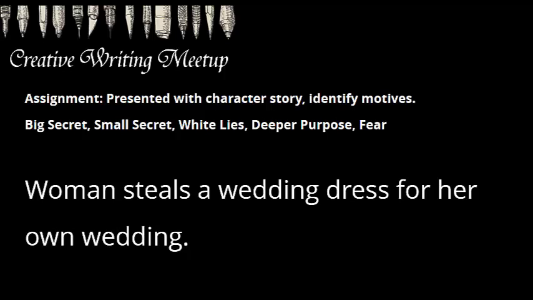When we worked on it as a group, someone said they stole the wedding dress from their best friend who was getting married on the same day. So they added a little bit of tension to the story. They stole it because it was one of a kind, and they won it, and they had a fight over it, and the friend got it, so then she had to steal it back for her own wedding. So what was the big secret, the small secret, the white lies, the deeper purpose? What was the fear? Oh, we had so many of them. I'm going to let you come up with your own.